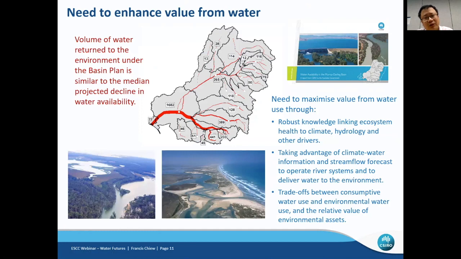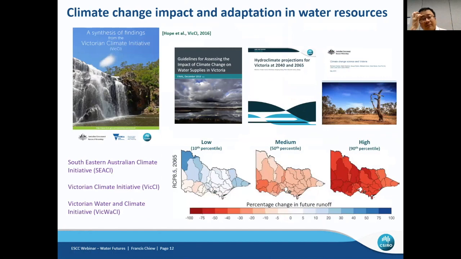But regardless of what we do, I think at some stage we still need to do some further trade-off between consumptive water use and environmental water use. And possibly, if we continue to have drying projections, we might have to decide on the relative value of environmental assets and choose some of the higher value assets to protect or to sustain into the future. So that's just an example from the Murray-Darling Basin.